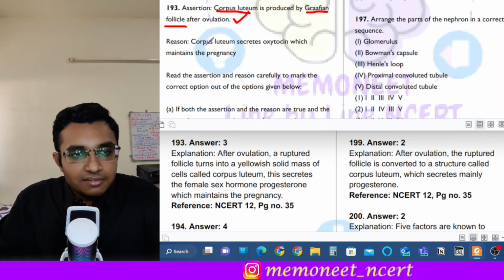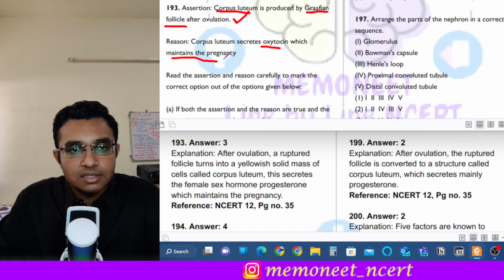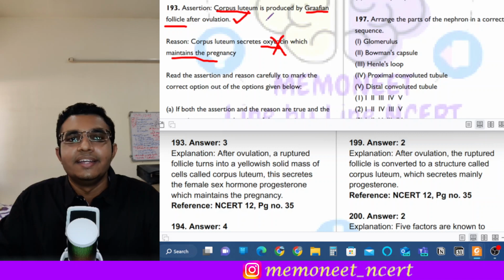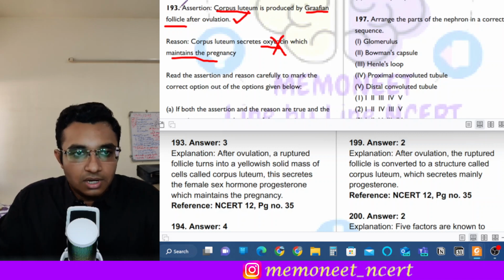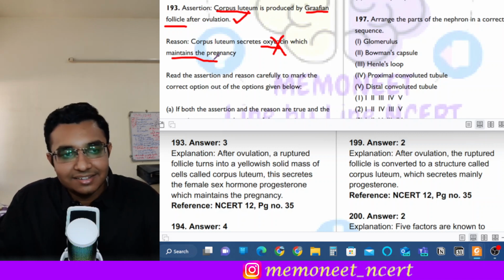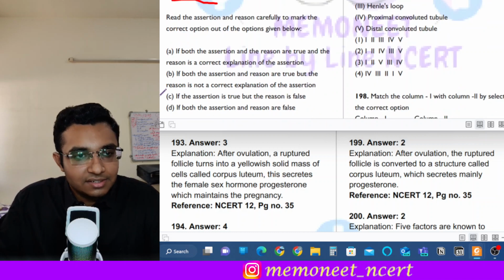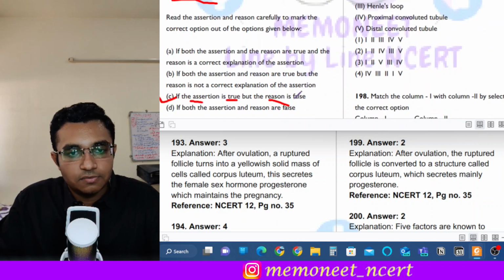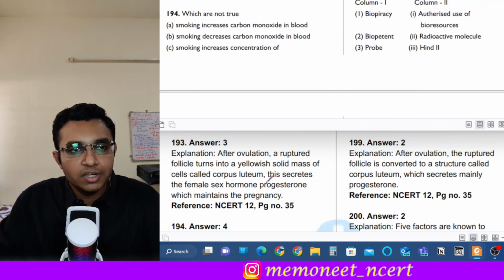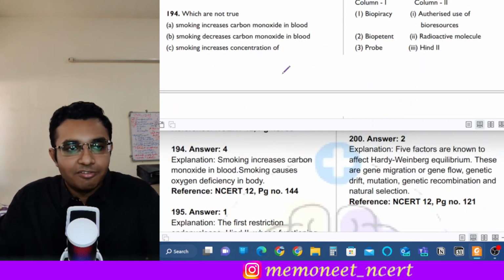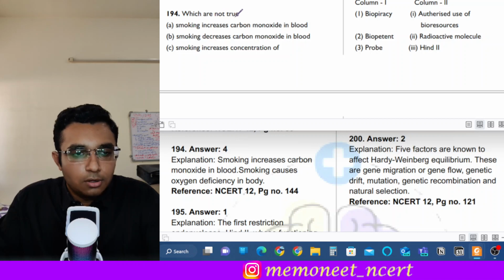Now, the reason given over here is corpus luteum secretes oxytocin, which maintains pregnancy. So, as we discussed, it does not secrete oxytocin, it secretes progesterone. So, the assertion is correct, but the reason is incorrect. So, the correct answer is option 3, that is, assertion is true, but reason is false. Moving on to the next question, question number 194, which is not true.